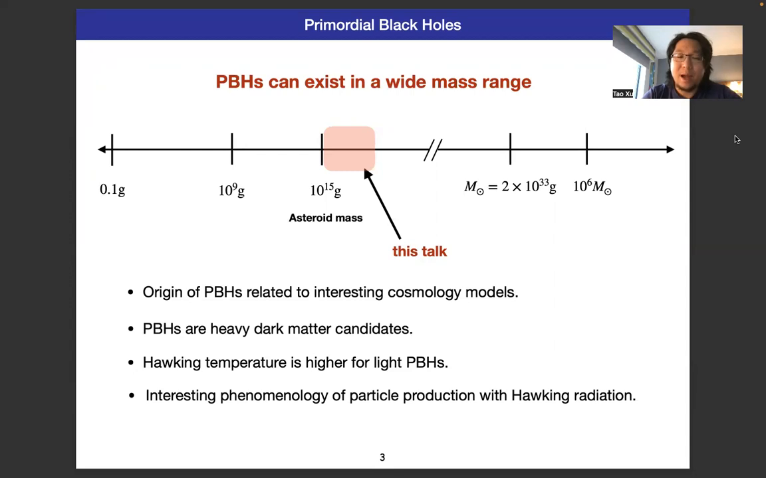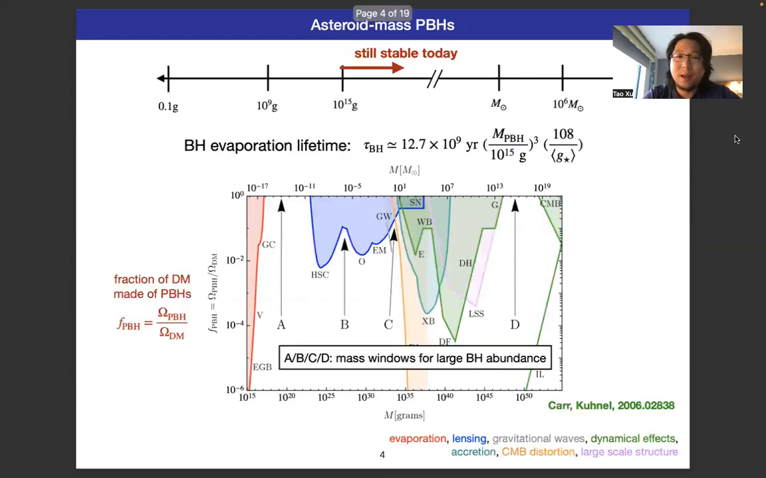Hawking temperature is higher for light primordial black holes, and this means their Hawking radiation process is more active. This leads to interesting phenomenology of particle production with the Hawking radiation process. For asteroid-mass black holes, their lifetime is longer than the age of the universe. We can calculate the lifetime of a primordial black hole, and we'll see that for black hole mass larger than 10^15 grams, it can be stable today and become a dark matter candidate.